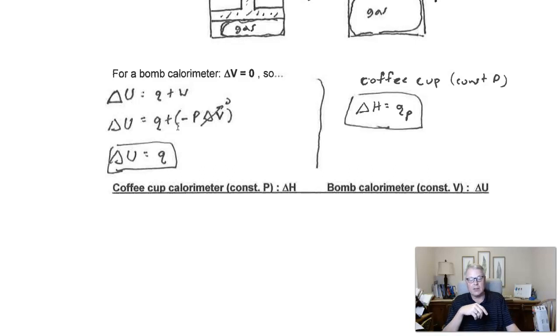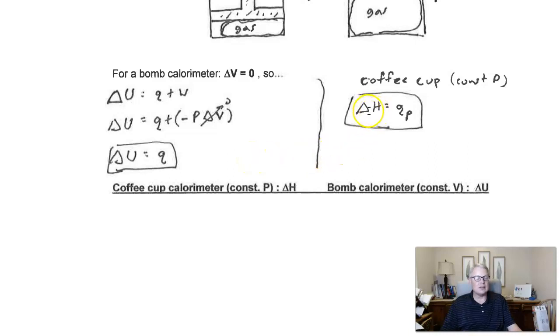We know that delta U is equal to Q plus W, and we know that work is equal to negative P times delta V. If my change in volume is zero, pressure times zero is equal to what? Zero. Anything times zero is zero. So my work done here is zero. If that's the case, what's delta U equal to? It's equal to Q. So in a bomb calorimeter, you're not measuring delta H. You're actually measuring delta U. That's why I didn't say what's delta H for the reaction, because it's not a delta H.